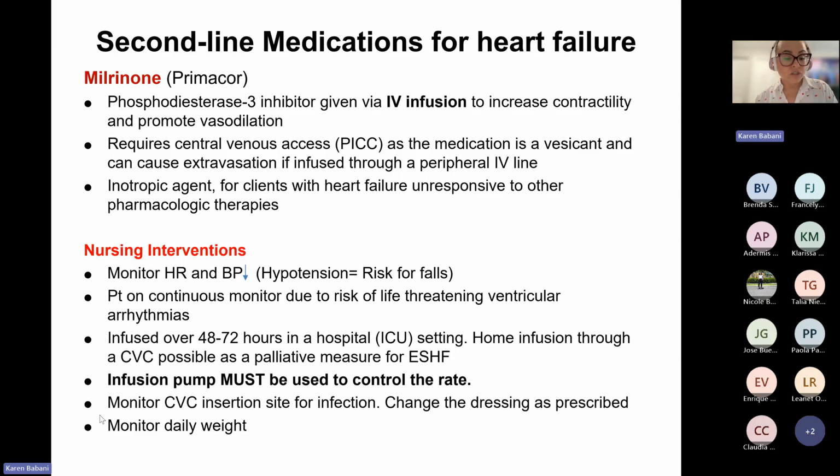When we're giving these medications, we need to make sure that we monitor the heart rate and the blood pressure very carefully. We already talked about how hypotension represents a high risk for falls. That's a priority. Another reason why we need a different level of care is because this patient needs to be on a cardiac monitor 24/7. The reason why is because milrinone can cause ventricular dysrhythmias. So it helps with one thing, but it makes you more likely to develop something else.